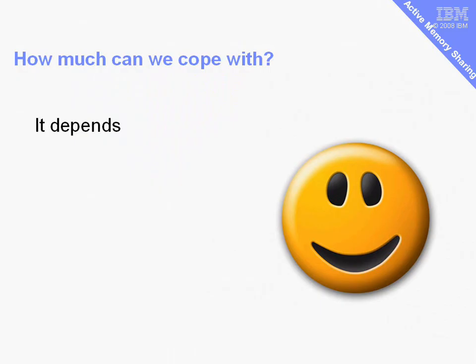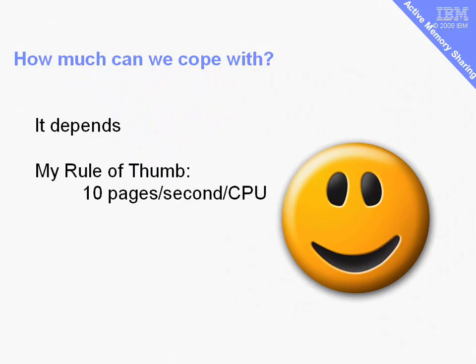Well, this depends, doesn't it? My rule of thumb is 10 pages per second per CPU. So if you had a 10 CPU logical partition, we could do 100 pages a second without really having to worry about it at all. That is sort of a noise level. Now we can do paging perhaps 10 times or 100 times more than that if we're clever.